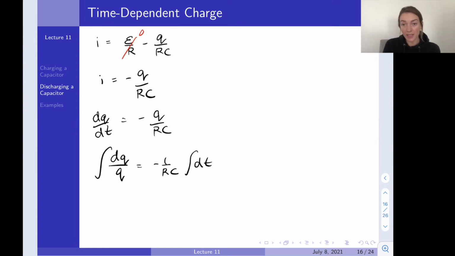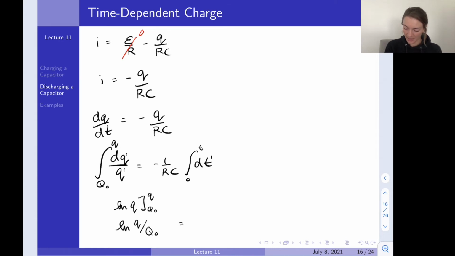But now I have to be a little bit careful with my limits of integration because my integral is starting at a fully charged capacitor. So I start at that fully charged capacitor and then integrate to some other charge that's less than Q initial. And I'm integrating from 0 to t because I called the fully charged capacitor t equals 0. So I integrate this, I get ln of Q evaluated from Q naught to Q. So this becomes ln Q over Q naught.